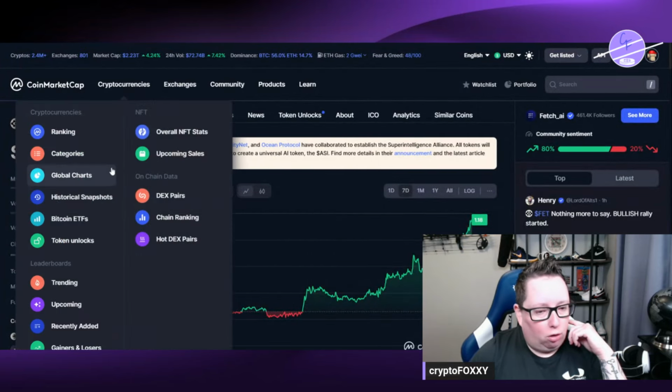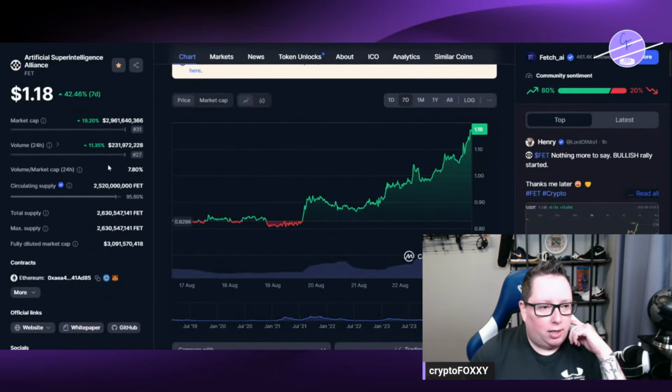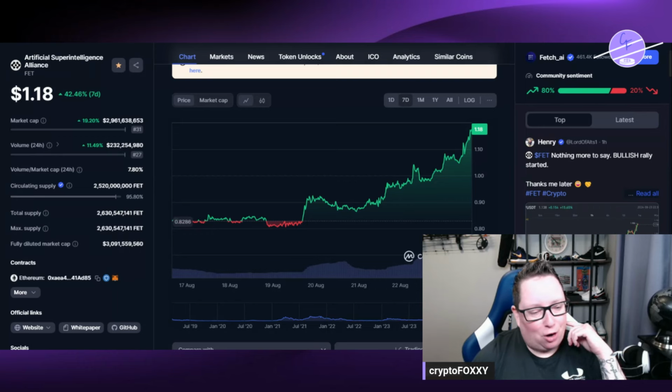So we're going to jump over and take a look at the overall chart here. The FET token is up 42% in the last 7 days, sitting at $1.18 right now. You guys know I bought a little bit more a couple weeks ago when the price was down. I sold FET around the top. I know I talk about this all the time. I took profits, so what I'm doing now is recycling some of my profits back into the token at a cheaper price. So basically getting more tokens for my money is what I'm doing at this point.